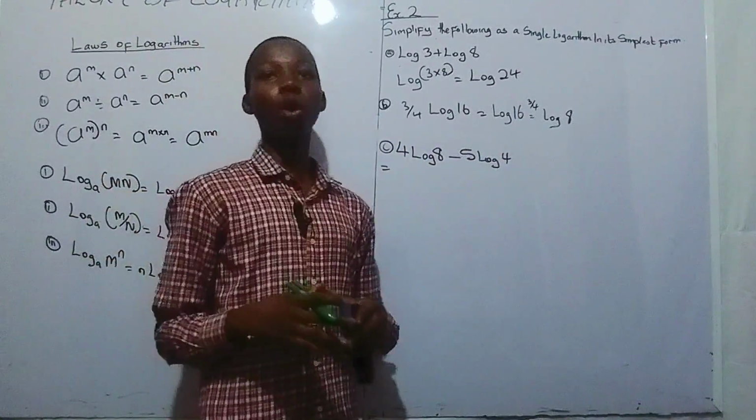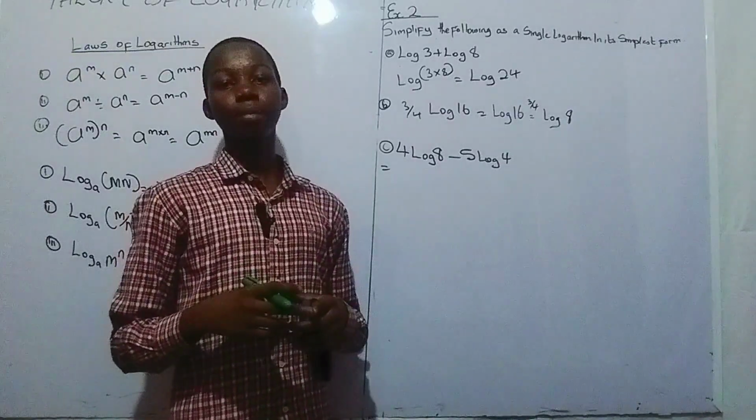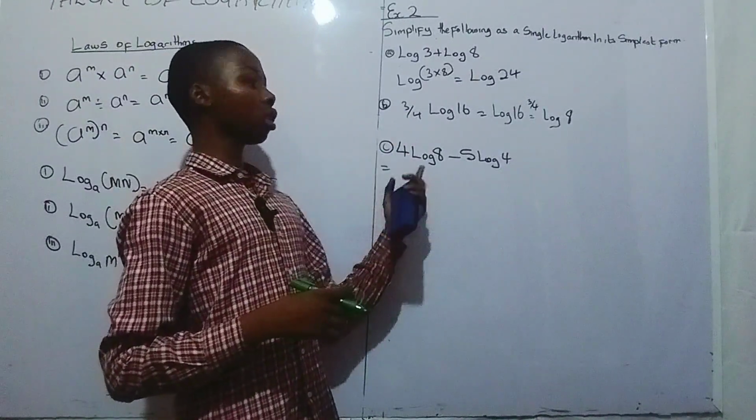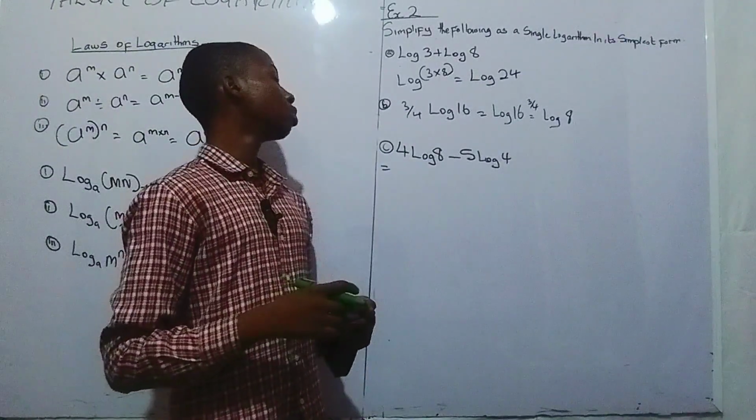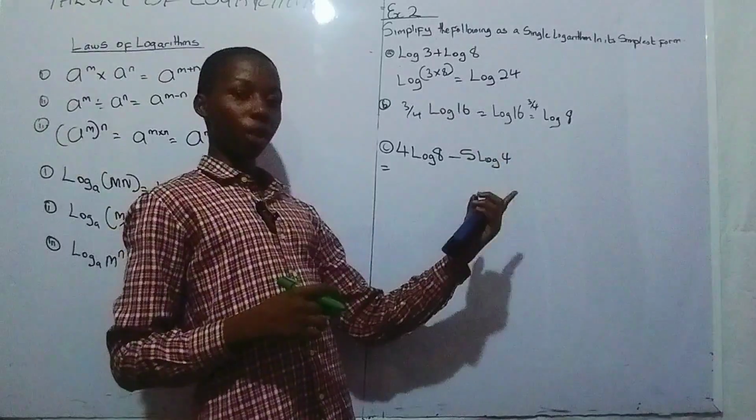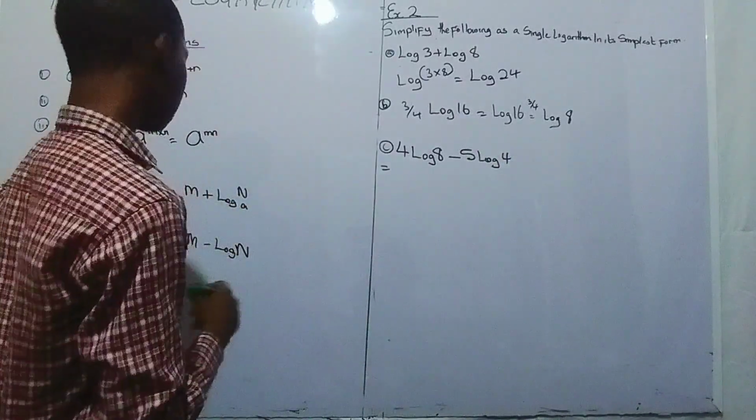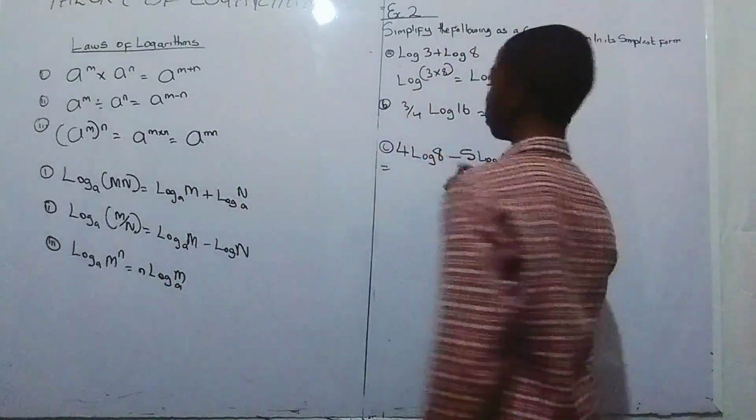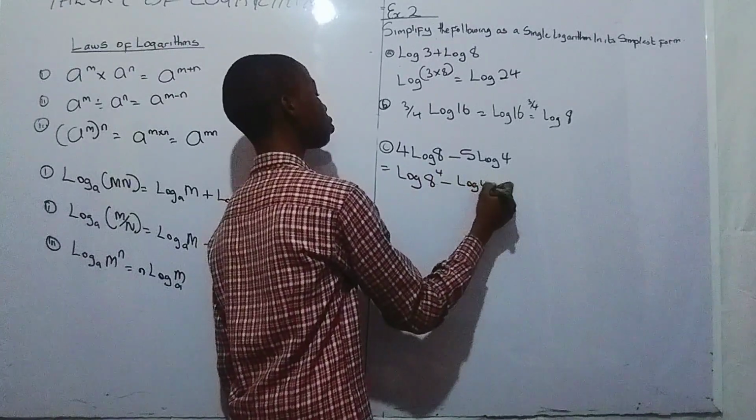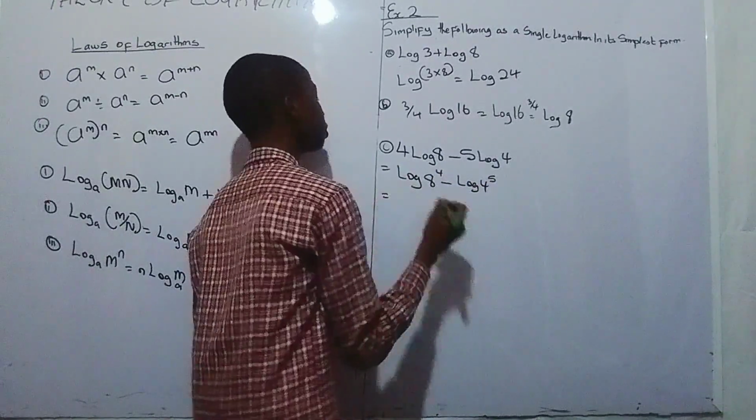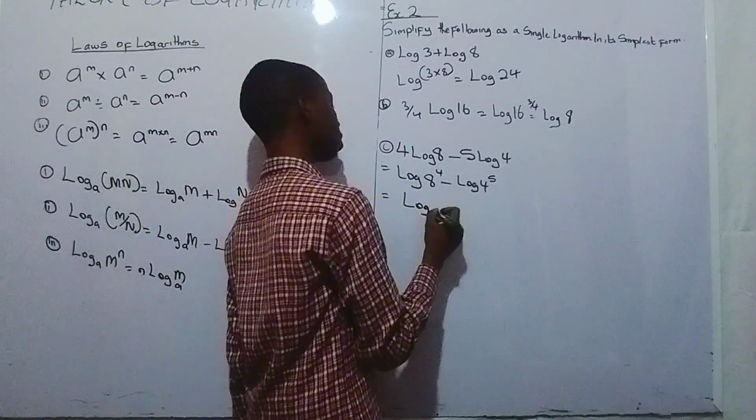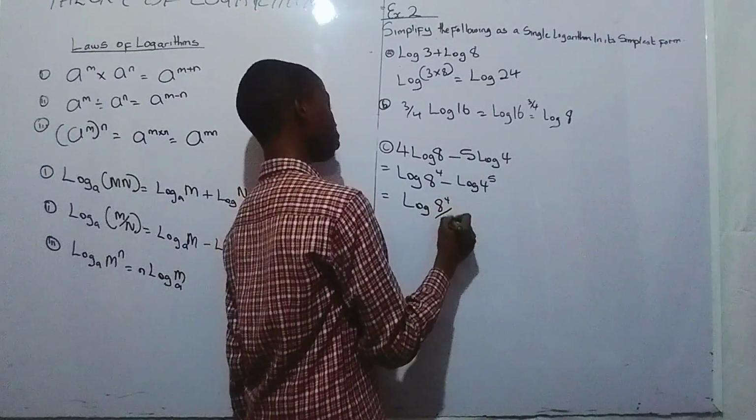So this question is from the third law of logarithm. So 4 log 8 minus 5 log 4. Alright, so what we do here, this number at the back moves forward and turns to the power, just like we talked about in this third law. So we have log 8 raised to the power 4 minus log 4 raised to the power 5. The subtraction sign in logarithm is what? Division. So that is log 8 raised to the power 4 over 4 raised to the power 5.